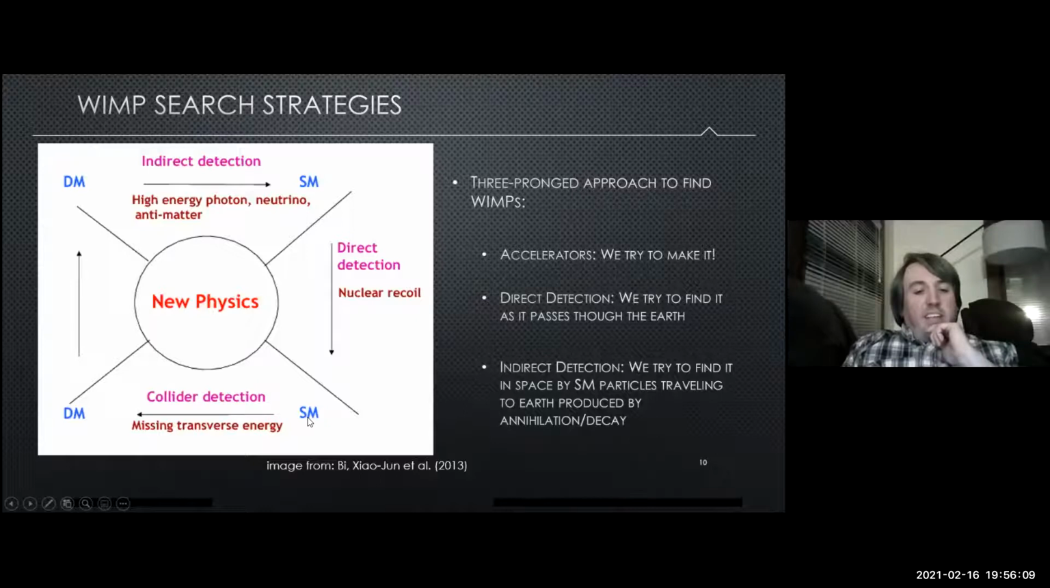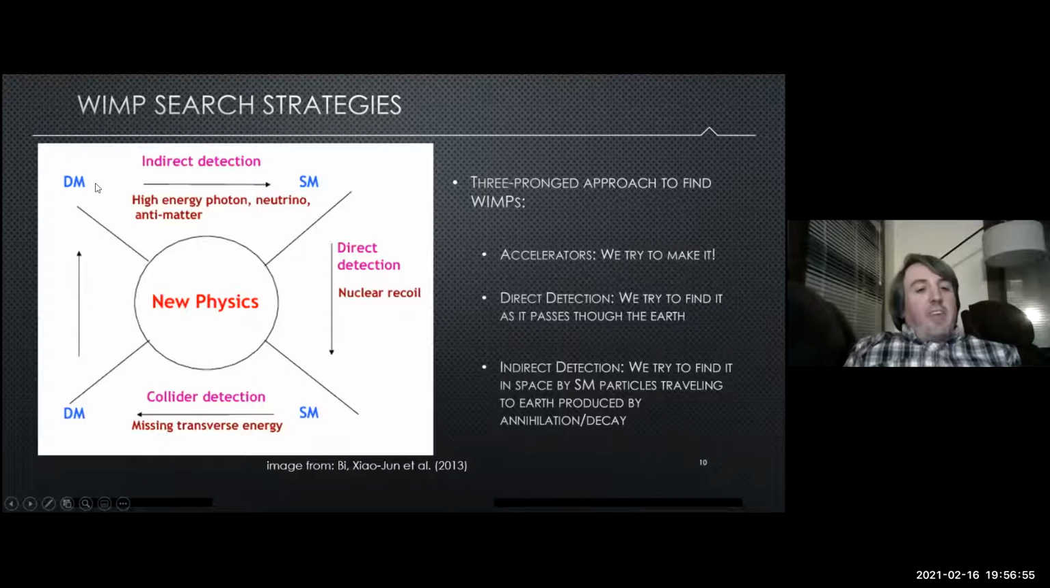First there's the collider detection, and you can think of the arrow of time moving from left to right there. You have two standard model particles going into it, new physics, whatever that may be, and then you have dark matter coming out of it. So essentially with colliders, you try to actually make dark matter. Then you have direct detection, which is something Peter was kind of getting at. You have standard model particles and dark matter coming into it and they scatter off each other, and then you look at the standard model particle as it bounces off the dark matter.